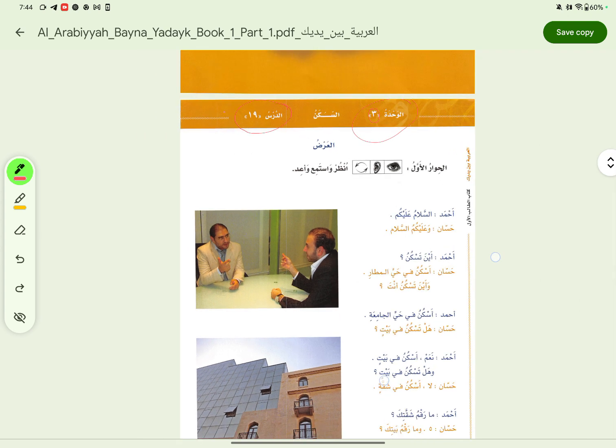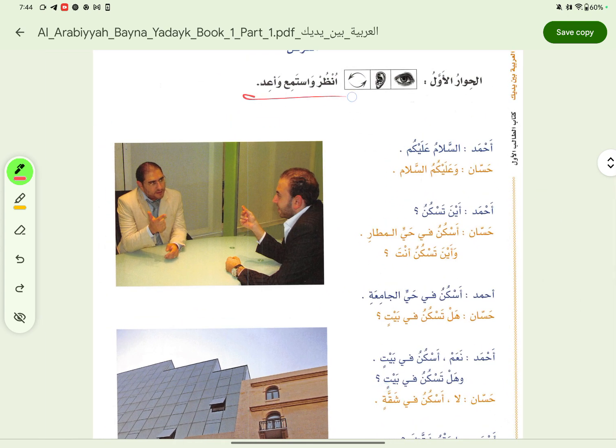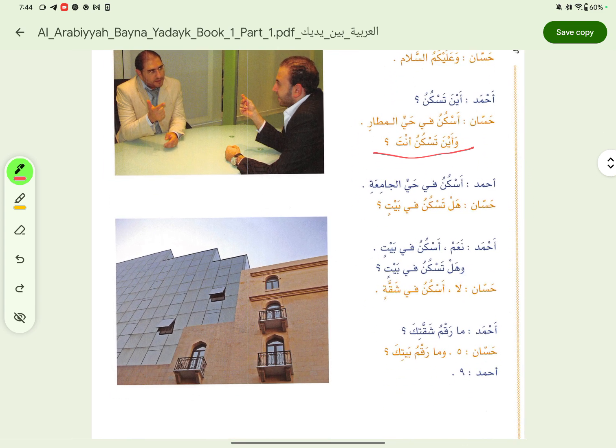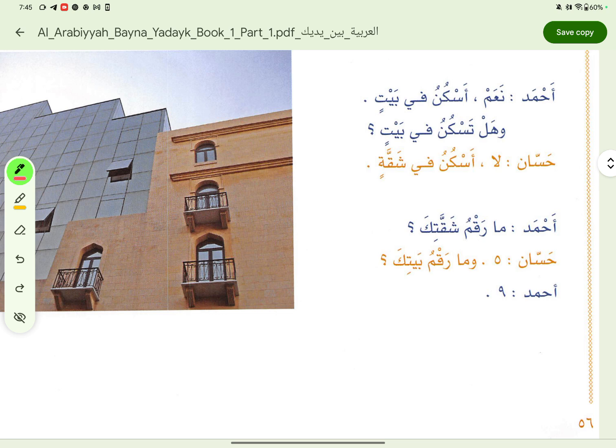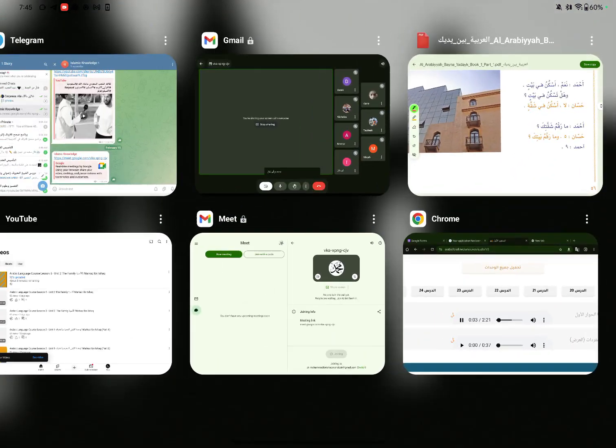الحوار الأول. انظر واستمع. السلام عليكم. وعليكم السلام. أين تسكن؟ أسكن في حي المطار. وأين تسكن أنت؟ أسكن في حي الجامعة. هل تسكن في بيت؟ نعم، أسكن في بيت. وهل تسكن في بيت؟ لا، أسكن في شقة. ما رقم شقتك؟ 5. وما رقم بيتك؟ 9. والآن جاء دورك.